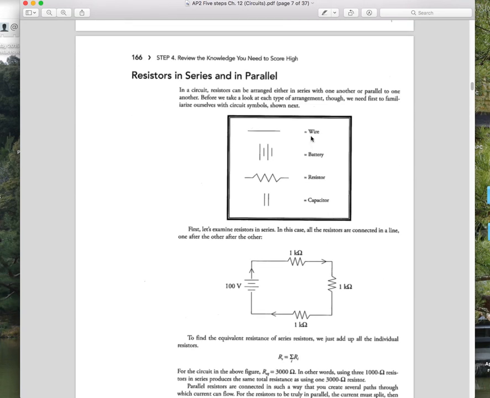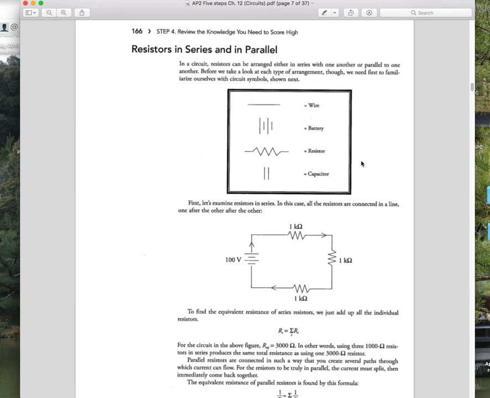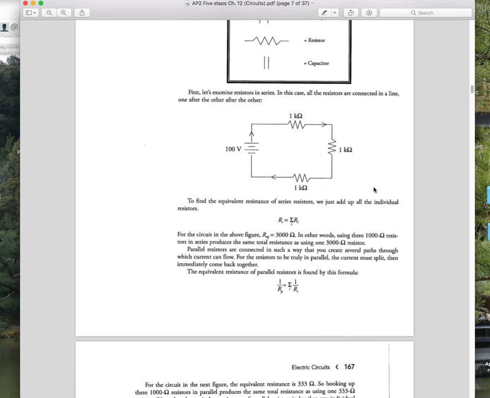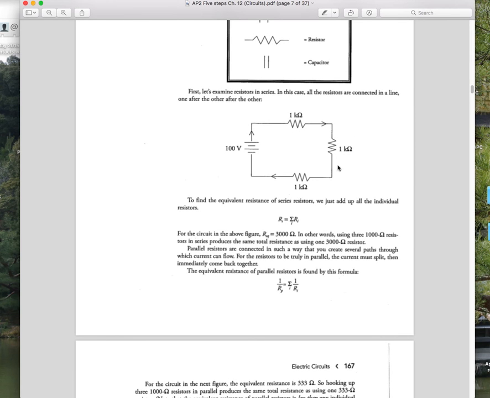Resistors in series and parallel. Well, here's the schematic symbols. A switch is something that you can often see as a line and then another line broken away from it. So series circuit, current's the same everywhere.